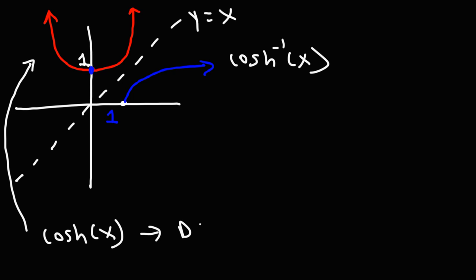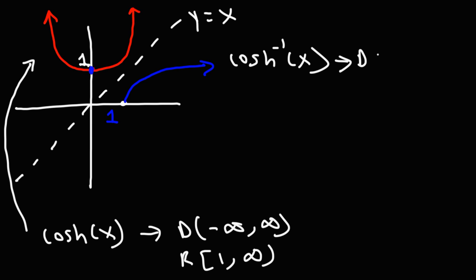The domain for the hyperbolic cosine function is all real numbers, and for the range, we can see the lowest y value is 1, the highest is infinity. The range of the hyperbolic cosine function becomes the domain of the inverse hyperbolic cosine function. We can see that the domain goes from positive 1 to infinity.